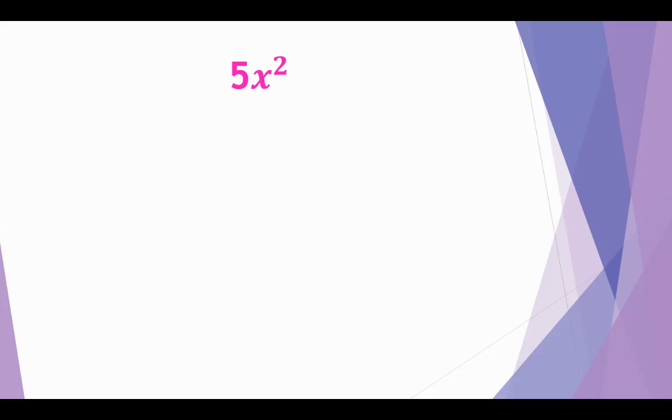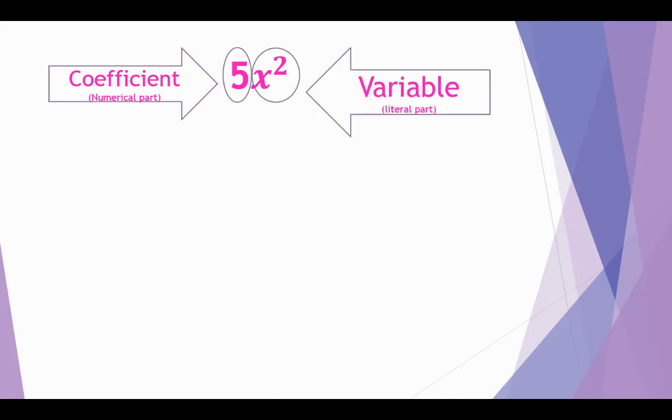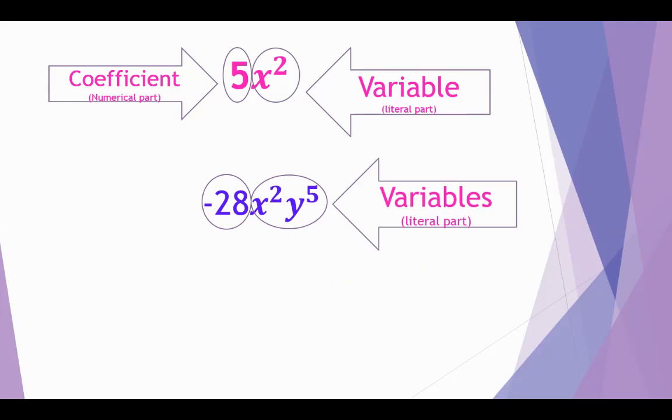5x². Here we have two parts. The numerical part, which is 5, we call it the coefficient, and the literal part is called the variable. -28x²y⁵: the numerical part is -28 and it's the coefficient, and x²y⁵ is the variable.